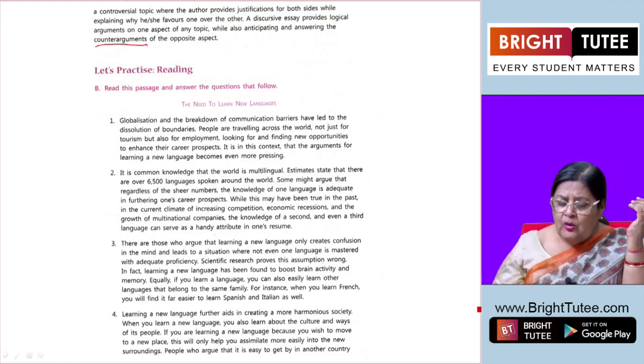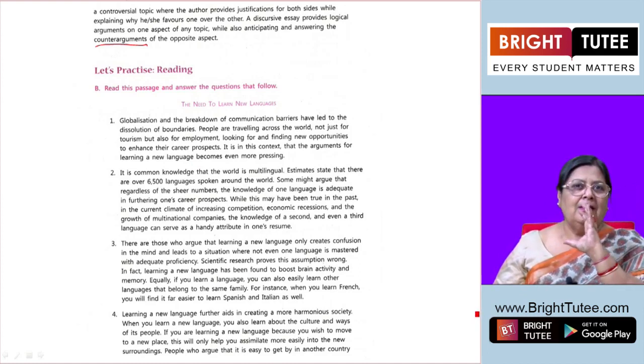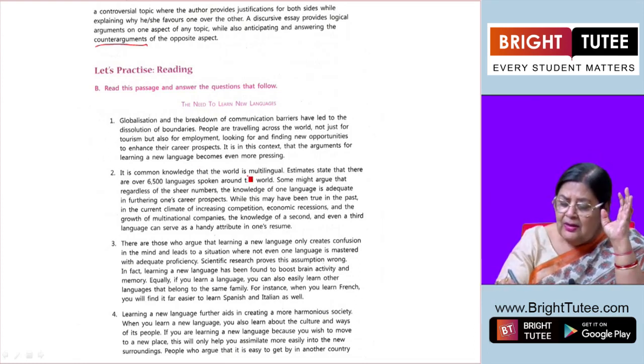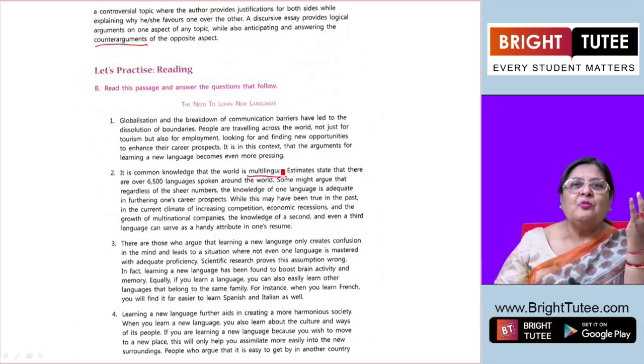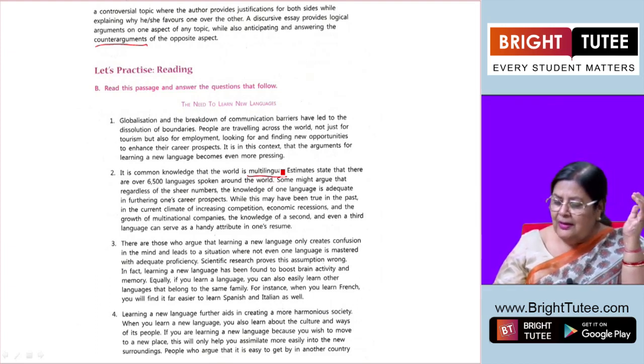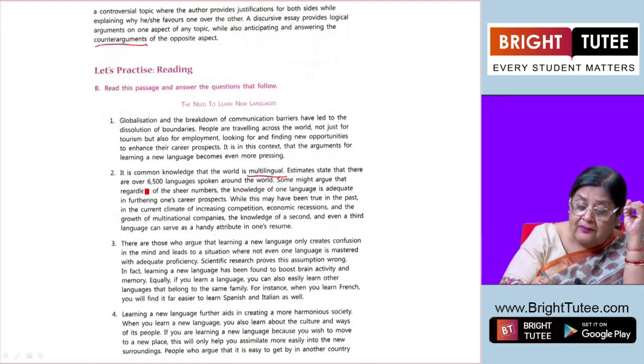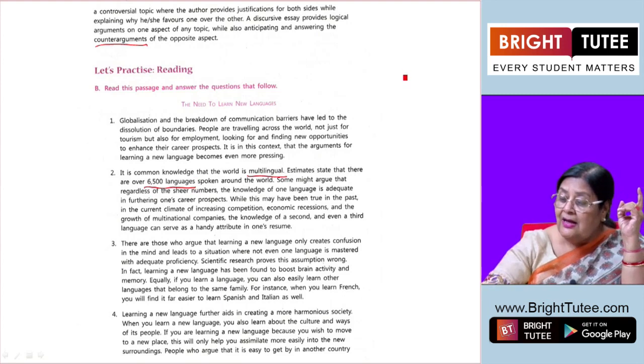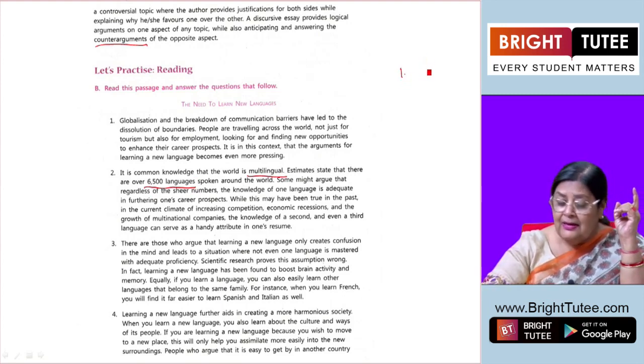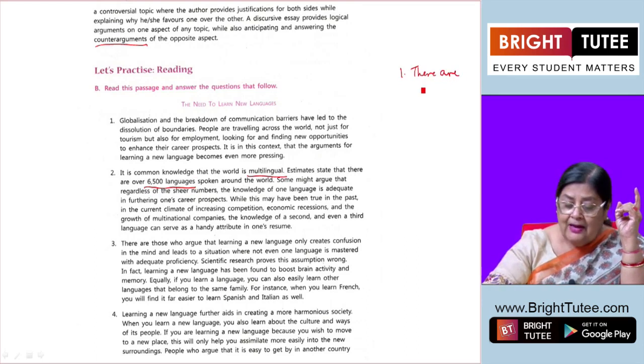It is common knowledge that the world is multilingual. What is the meaning of multilingual? Various kinds of languages are spoken all over the world. Estimates state that there are over 6,500 languages. Remember, children, this is the data. We have to remember there are 6,500 languages all over the world.